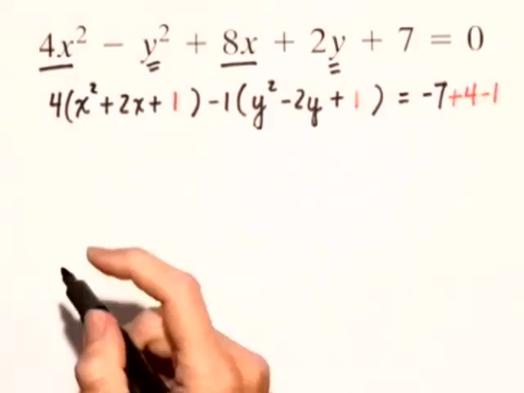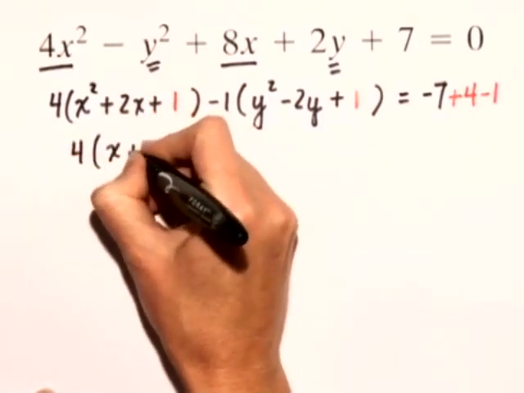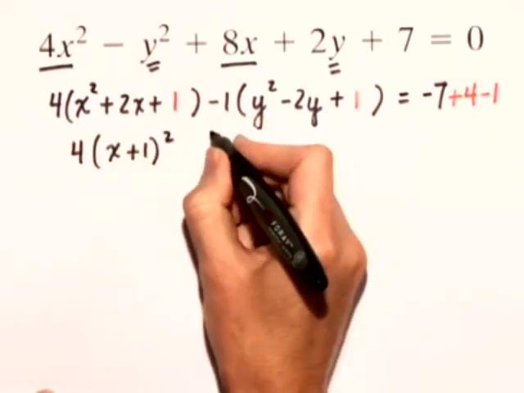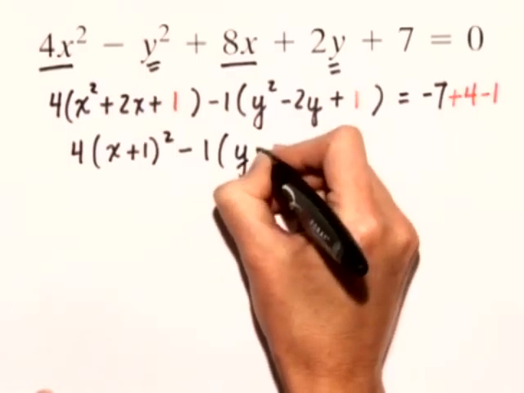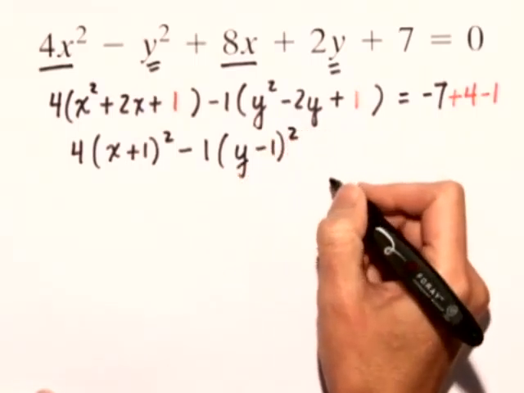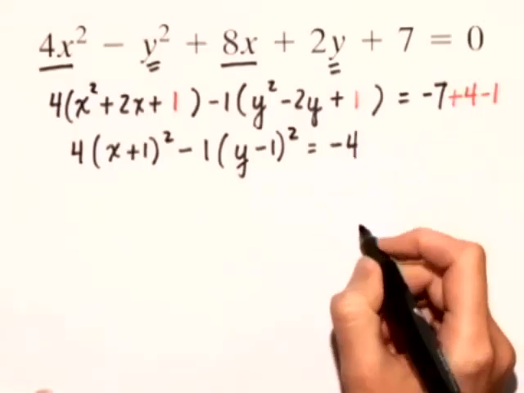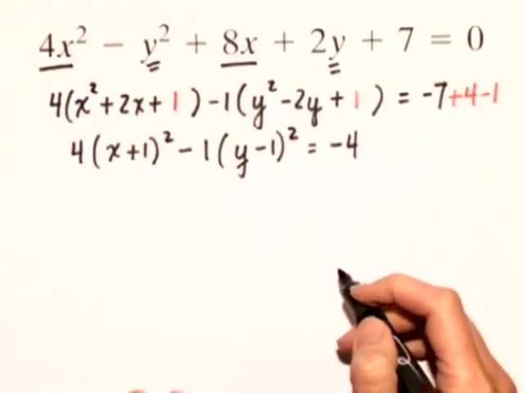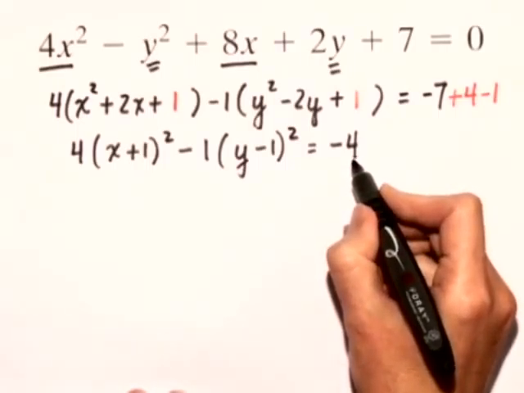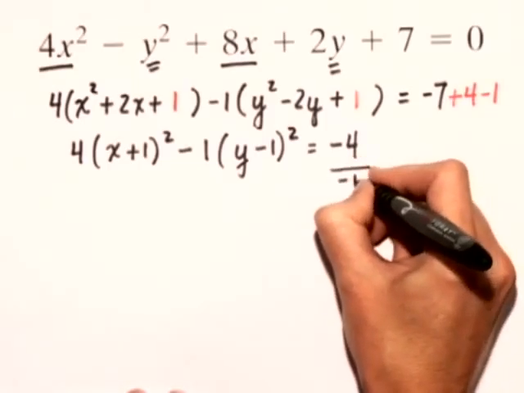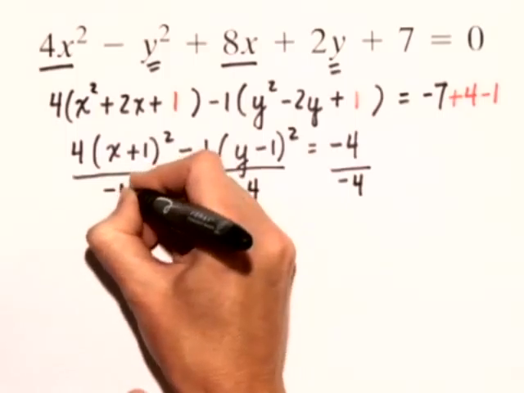Now we'll rewrite it, and we have 4 times the quantity x plus 1 squared minus 1 times the quantity y minus 1 squared, and that's equal to, on the right-hand side, we have negative 4. Now remember, with a hyperbola, in order to put it in standard form, this term on the right-hand side has to be a positive 1. So we have to divide each term on both sides by negative 4.